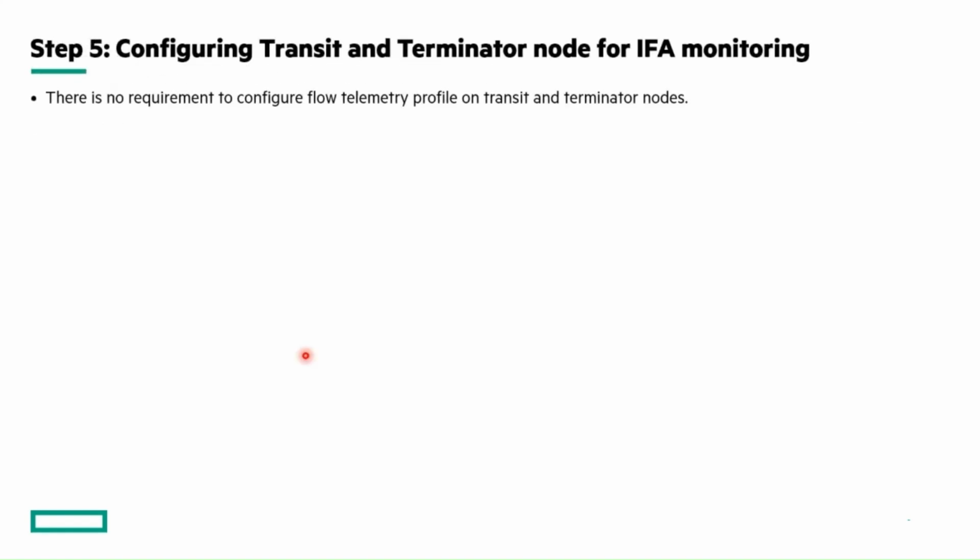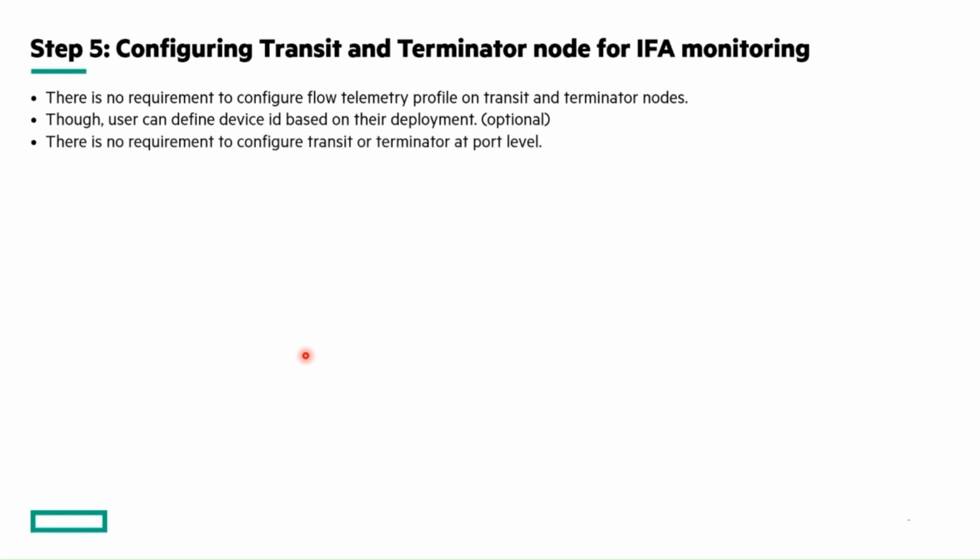Further, for the transit and terminator nodes, there is no requirement to configure a flow telemetry profile on these nodes. But if the user wants, they can define the device ID based on their deployment type. And this is fairly optional. If this is left at default, the lower 20 bits of the MAC address will be included.